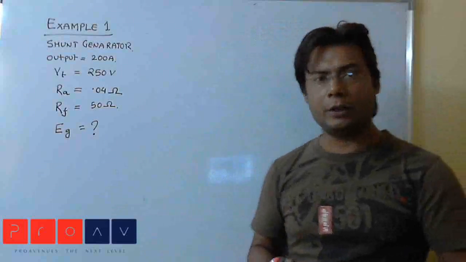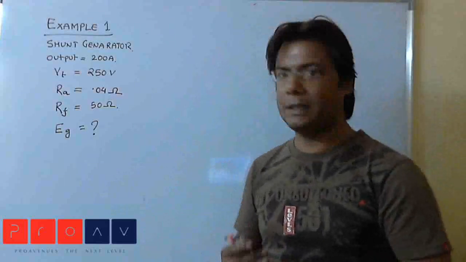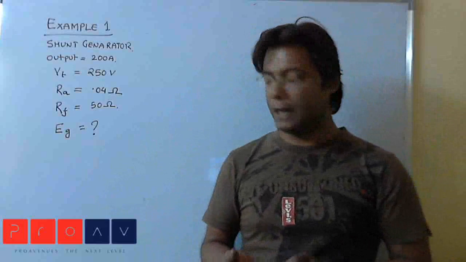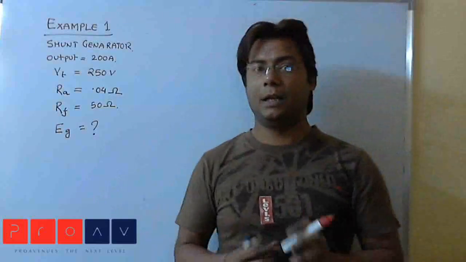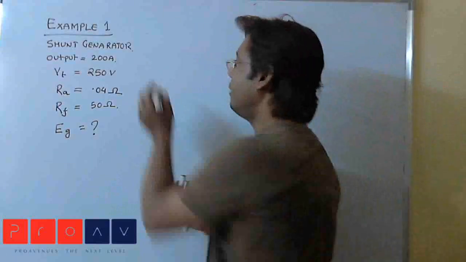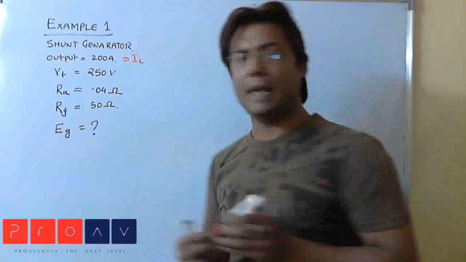Before solving the question, we will understand something in this question. First of all, output equal to 200 ampere is given. It directly means that this output is the load current IL.